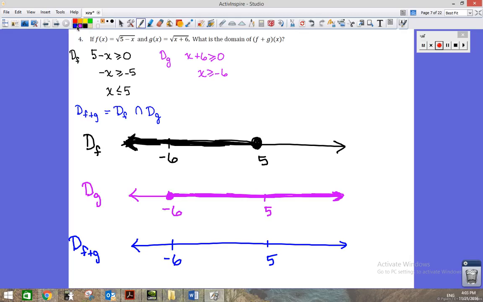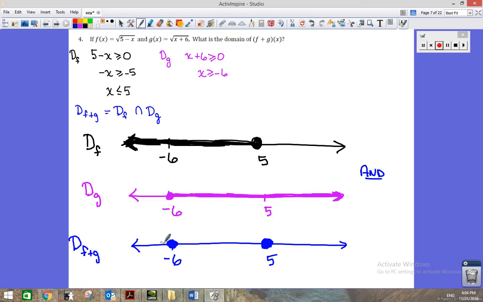So when we find our answer for this intersection, you have to be in both. The number has to be in this set, and it has to be in this set. So I always start with the numbers here, my boundaries. Is -6 in the domain of f? Yes. Is -6 in the domain of g? Yes. Since I have two yeses, it will be in the domain of f plus g. What about 5? 5 is in the domain of f because it's a solid dot. 5 is in the domain of g, it's shaded. 5 will be in the intersection of these two sets because it's in this set and it's in the second set.